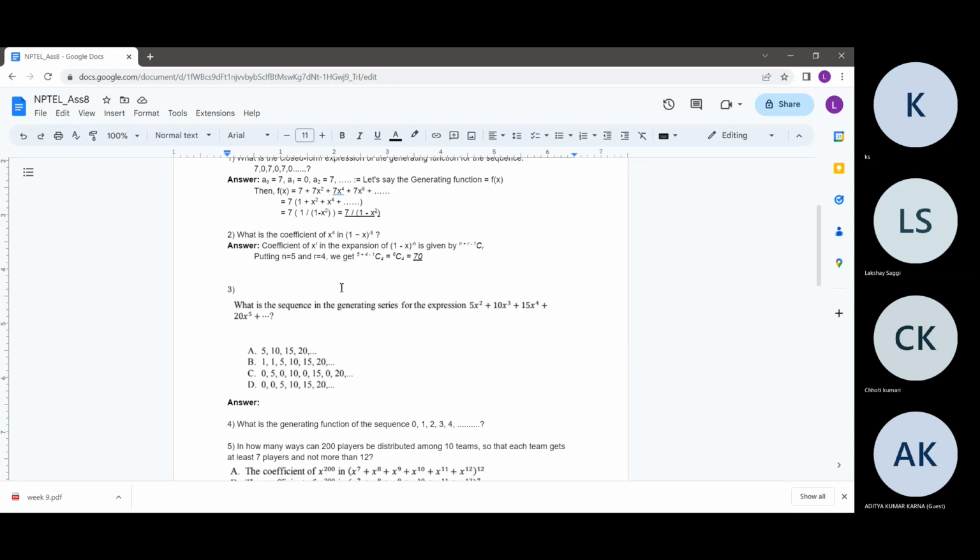and so on. By "and so on", I think it means the next term will be 25x to the power 6 plus 30x to the power 7. So essentially coefficients are increasing by 5 every time for every power. So for x to the power 6, it will be 25, for x to the power 7, it will be 30, and so on.